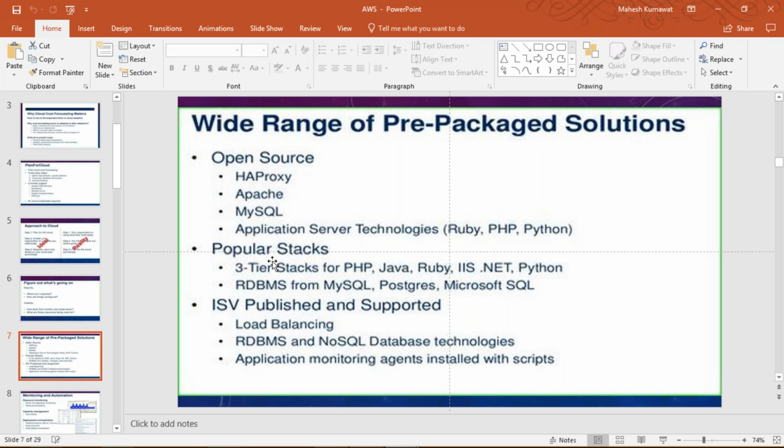The popular stacks are 3-tier stacks for PHP, Java, IIS, .NET, Python, with RDBMS such as MySQL and Postgres, and they support load balancing, RDBMS and NoSQL databases, technologies, application monitoring, agents and stored scripts. So we have to find a wide range of pre-packaged solutions in AWS. It is not easy to work in the AWS environment, because the features are available, but you have to understand what they are all about and how we can use them in a cost-effective way.